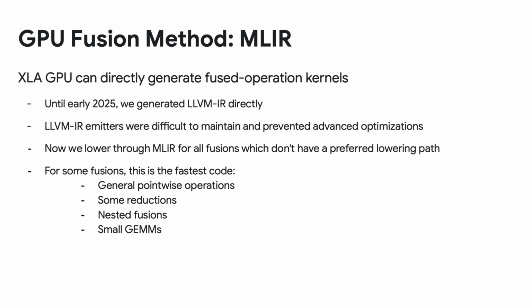Again, GPU-specific, we can use MLIR because it's a pretty mature and industry standard stack at this point, actually born here at Google, for those who didn't know. And it's a way for us to implement any kind of fusion that's not served better by a more specific or specialized solution. And there are certain cases where this is actually better: general pointwise operations, certain kinds of reductions and nested fusions, as well as small matrix multiplies, where it's just not worth it to use the other systems. So there are some places where MLIR is still king.